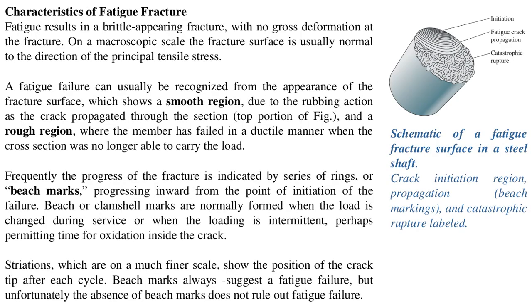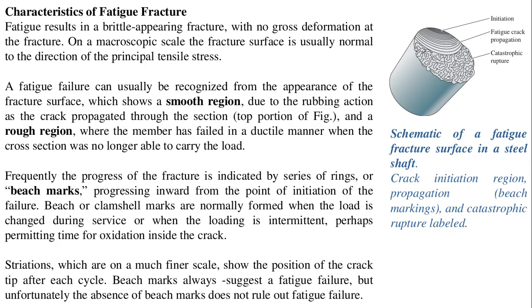Now we will discuss the characteristics of fatigue fracture. Fatigue results in a brittle-appearing fracture, with no gross deformation at the fracture. On a macroscopic scale, the fracture surface is usually normal to the direction of the principal tensile stress. A fatigue failure can usually be recognized from the appearance of the fracture surface. The fracture surface usually consists of two distinct regions.